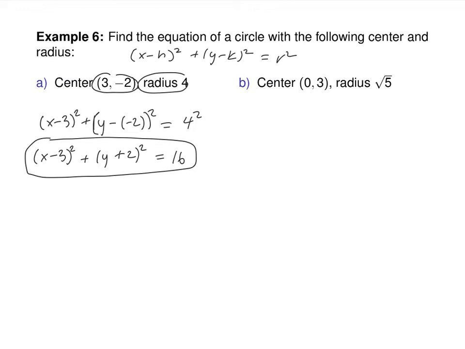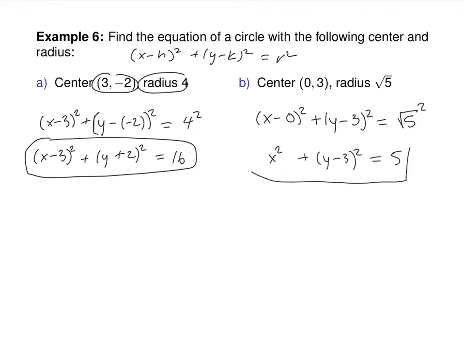Okay, so how about the next one? We're going to have x minus 0 squared plus (y minus 3) squared equals root 5 squared. So that'd be x squared plus the quantity (y minus 3) squared equals 5, right? So that circle has radius square root 5, which is just a weird number.